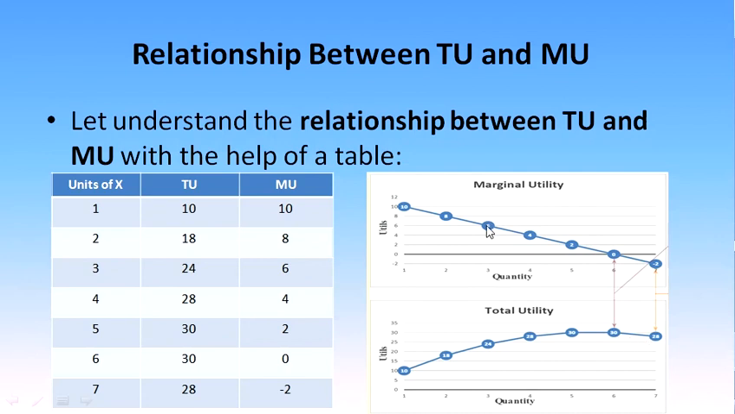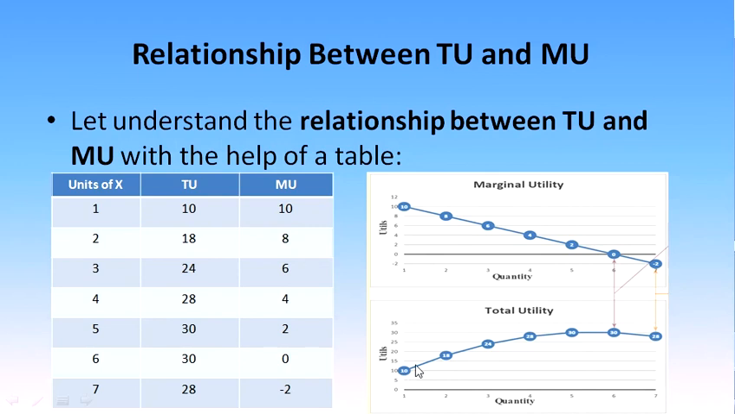Okay, so after this total utility, the marginal utility: over here 1 and 10, that means over here, then 2 and 8, that is here, then 3 and 6, that is here. So like this we move on. 6 and 0, so 6 is over here and 0 is here, so we get a point on the x-axis itself, and then 7 and minus 2, that is over here. So when we join all the dots we get a downward sloping marginal utility curve.